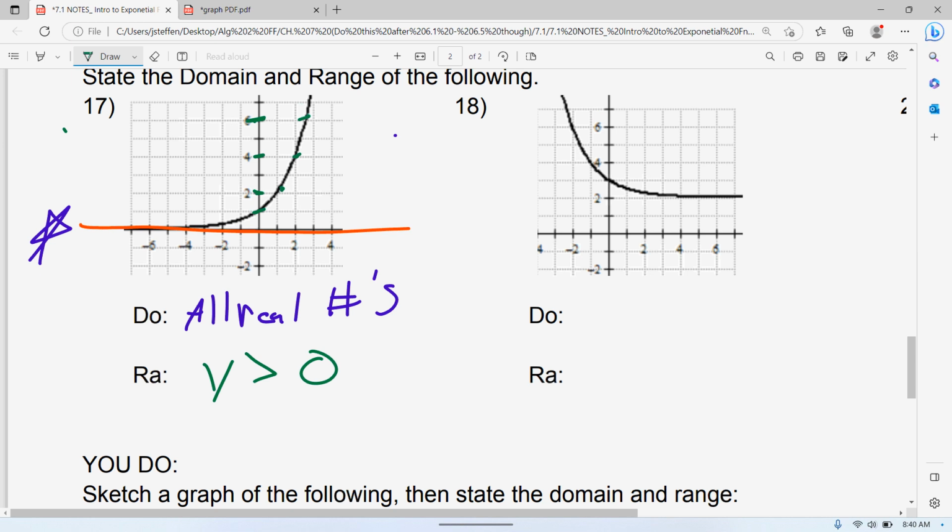Number 18, you can tell we moved this. The asymptote is not down here. If you don't know how to find the asymptote, it's very much where this flattens out and doesn't really touch. If you ever have questions on that, you can ask. That's my asymptote. So the domain first is all real numbers.